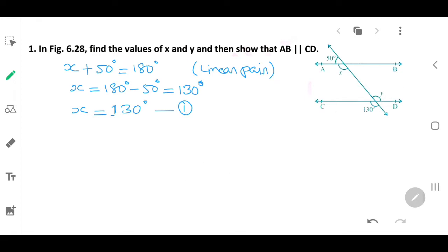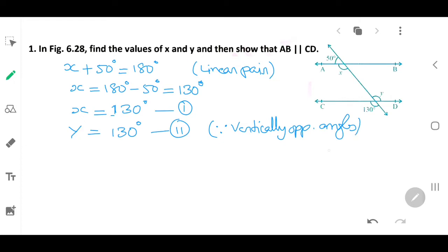Now here you see CD is another straight line and there is another transversal line. Both are intersecting here, correct? So we can tell that y is equal to 130. Why? Vertically opposite angles. Is it okay? So you can write here y is equal to 130 degree. You take it as equation 2. Since vertically opposite angles.